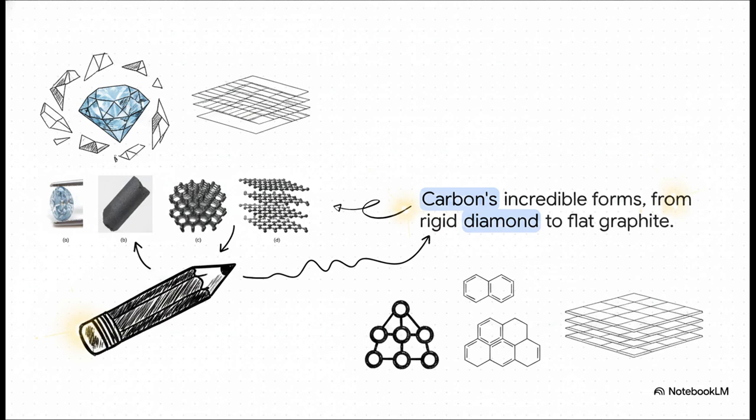Build a rigid 3D grid, and you've got a brilliant diamond. Take those exact same carbon atoms, stack them in flat, sliding sheets, and suddenly it's graphite, the stuff inside your pencil. Peel away just one single atomic layer of that graphite. Boom, you've got graphene, an absolute modern structural wonder. Totally different worlds, but literally all just pure carbon.